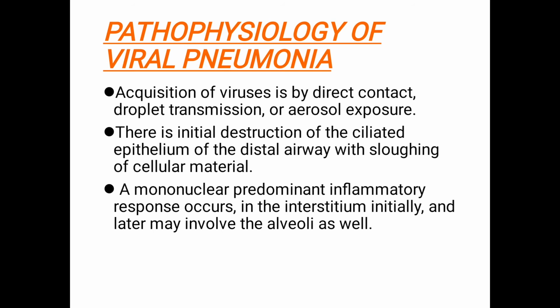The viruses which enter our lower respiratory tract destroy the ciliated epithelium of the distal airway, which removes the cellular material. A mononuclear predominant inflammatory response occurs as a result, initially in the interstitium and later it may involve the alveoli as well. So initially the response occurs in the interstitium, and later an alveolar response can also occur.